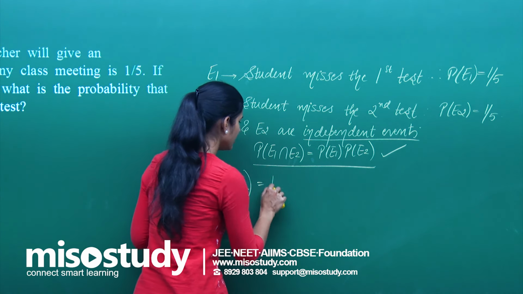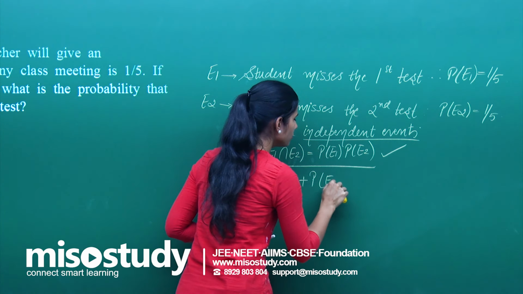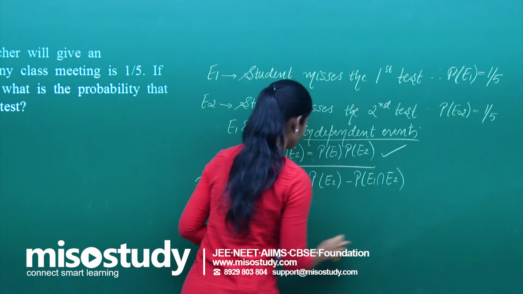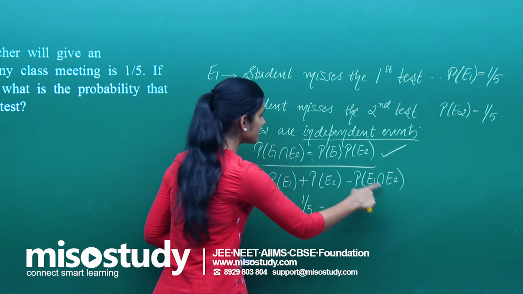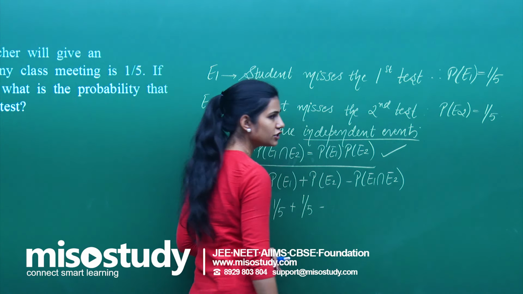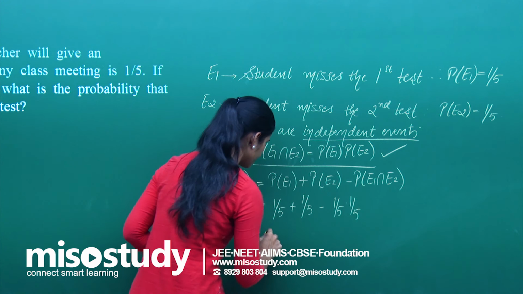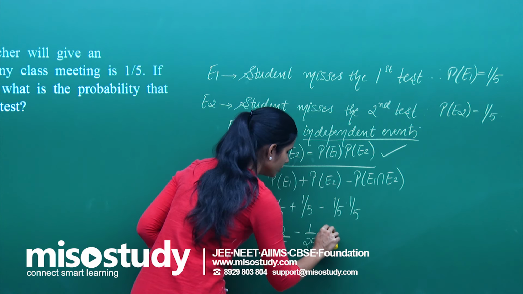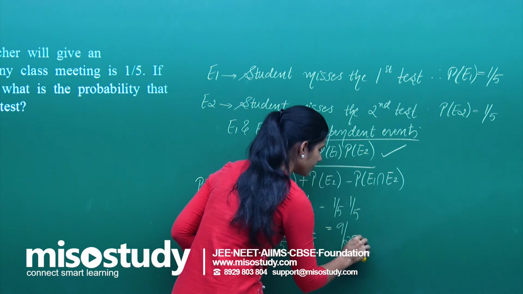What is this? This is probability of E1 plus probability of E2 minus probability of E1 intersection E2. Probability of E1 is 1 by 5. This is again 1 by 5. What is this? This is probability of E1 into probability of E2, which is 1 by 5 into 1 by 5. This is 2 by 5 minus 1 by 25. This happens to be 9 by 25.